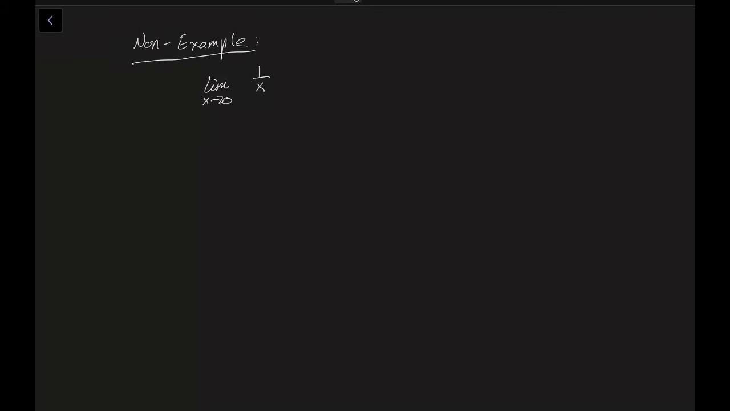Finally, let's look at a non-example. So we're going to take the limit as x approaches 0 of 1 over x. Now if we do this, we get 1 over 0 by direct substitution. And since this isn't of the form 0 over 0 or infinity over infinity, we can't use L'Hopital's rule to evaluate this limit. Thank you for watching, and I hope this helps.